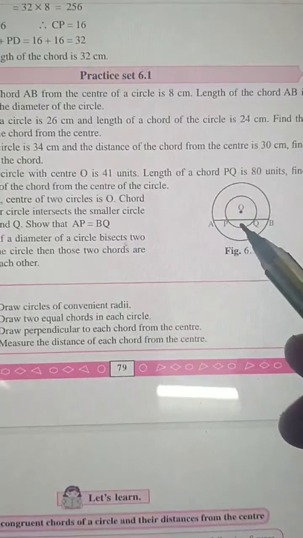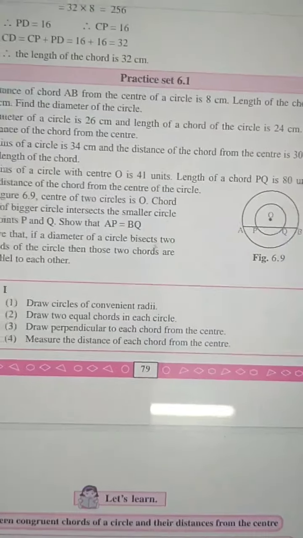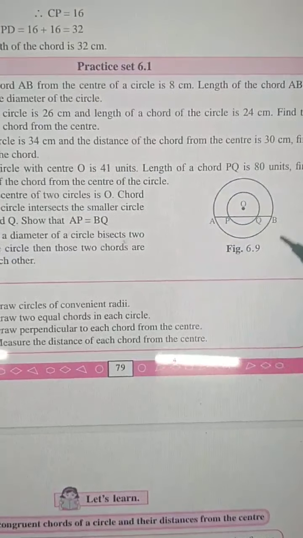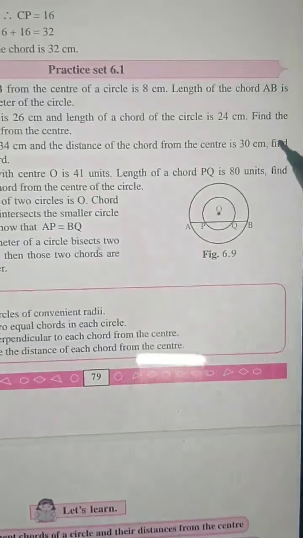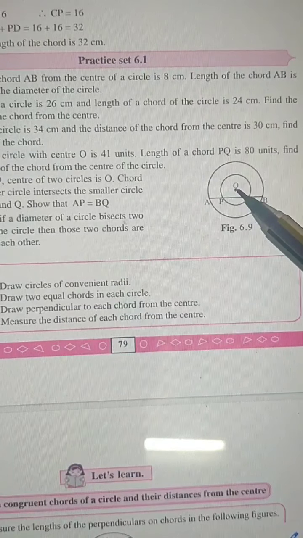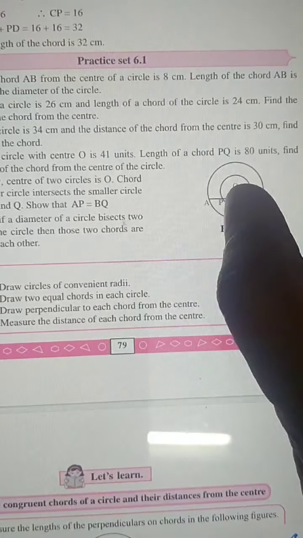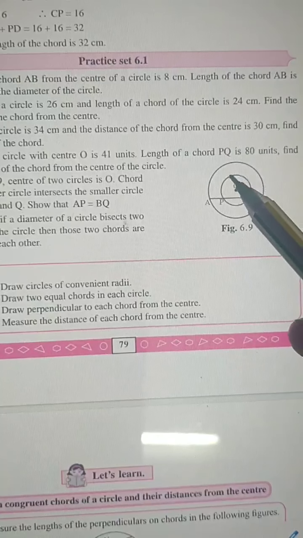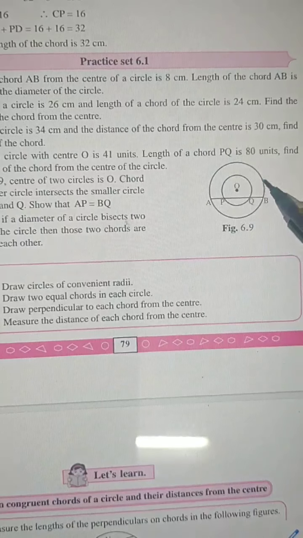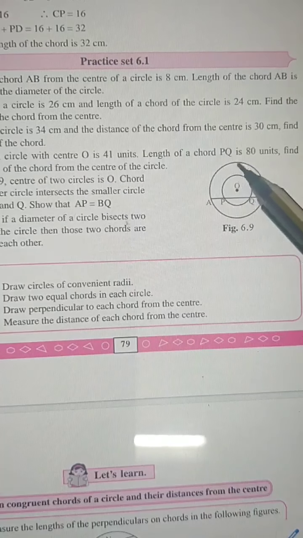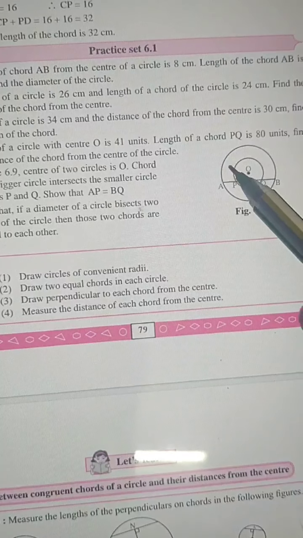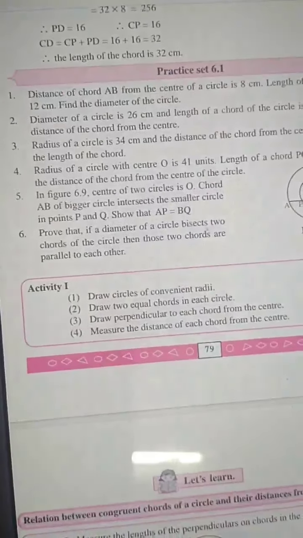If you have two or more than two circles with the same center, such circles are called concentric circles. I repeat, circles with the same center but different radii. Center is the same, radius is different. As you can see, radius of the smaller circle will be lesser than radius of the bigger circle. So these two are concentric circles. Circles with same center but different radii are called concentric circles.